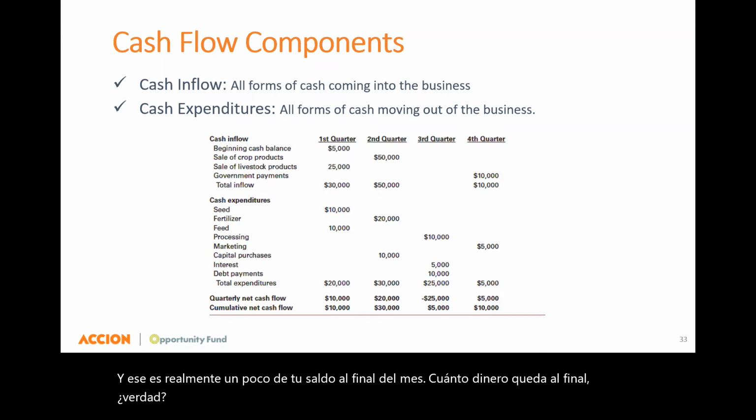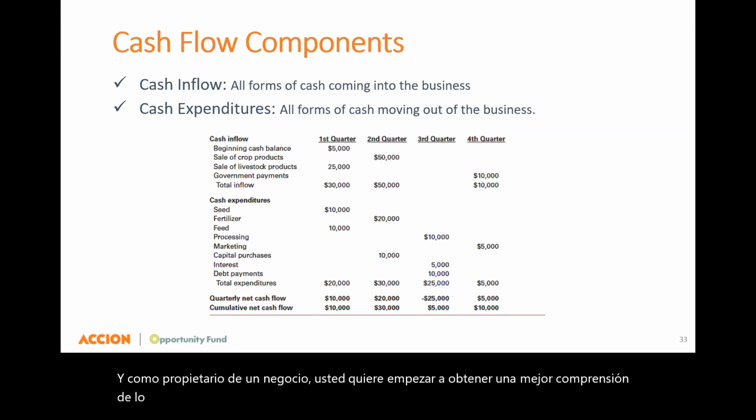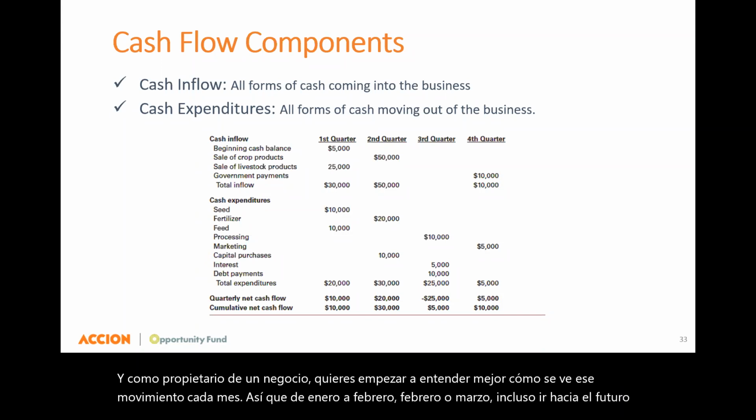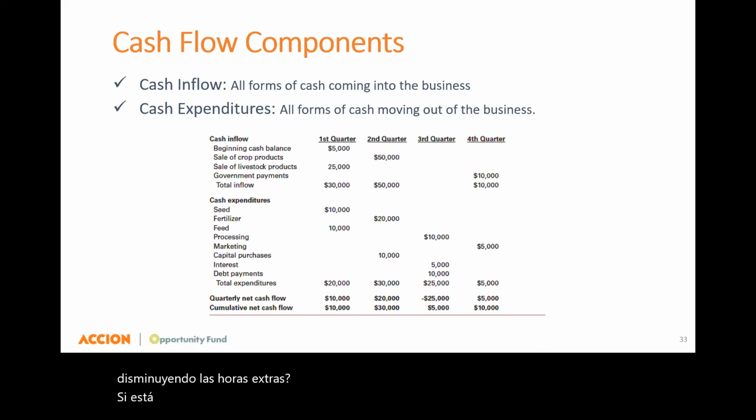As a business owner, you want to get a better understanding of what that movement looks like every single month. So January to February, February to March, even going into the future: is the money in my bank account increasing over time or decreasing over time? If it's decreasing, you want to understand why it's decreasing. And if it's increasing, you also want to understand why you're making more money, right?